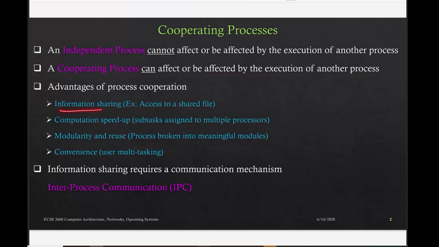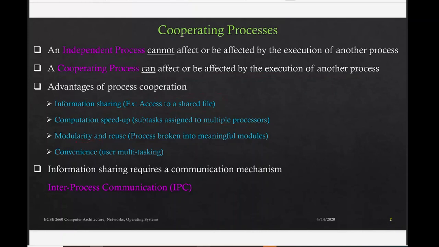What are the advantages of process cooperation? Well, we can share information. For example, we can access a shared file. We can increase computation speedup. How is that possible? Well, if you have multiple processors available that can concurrently work on subtasks within a process, then because you now have a mechanism to communicate between one process and the other, you can effectively use the multiple processors that are available. So that allows the user to get computation speedup. Next, modularity and reuse. This is another advantage of process cooperation. What are we talking about over here?